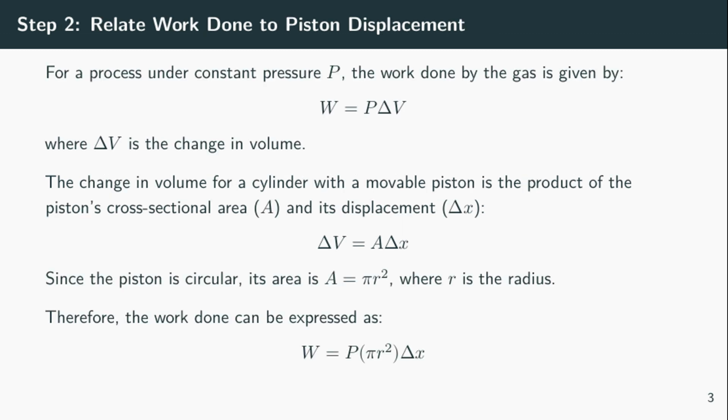Next, let's think about the work done, especially in the case of a piston moving under constant pressure. The work done by the gas is equal to the pressure, P, multiplied by the change in volume, delta V. Now, how does the change in volume relate to our piston? Well, the cylinder has a constant cross-sectional area. Let's call it A. When the piston moves a distance, delta x, the change in volume is simply that area, A, multiplied by the distance delta x. Since the piston is circular, its area is given by pi times the radius squared, pi r squared. Putting it all together, the work done, W, is equal to the pressure P times the area A times the displacement delta x. So W equals P times pi r squared times delta x.